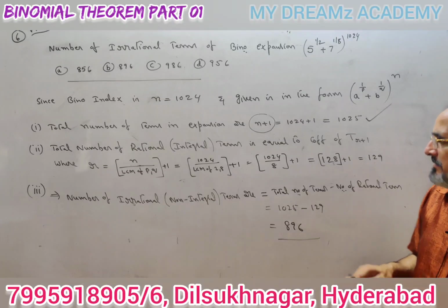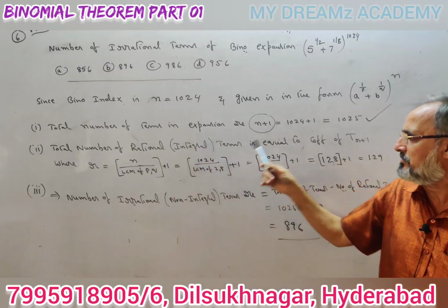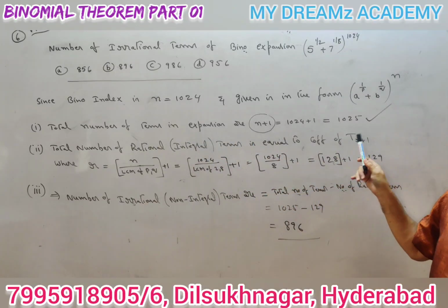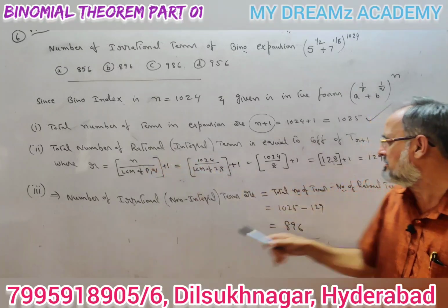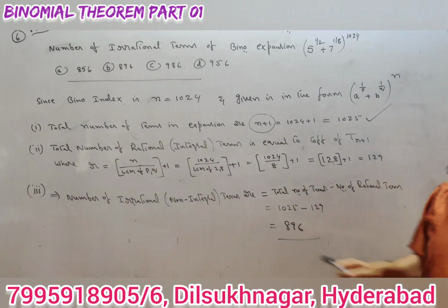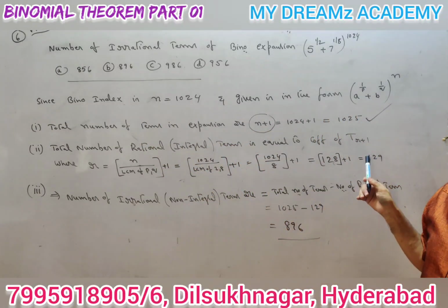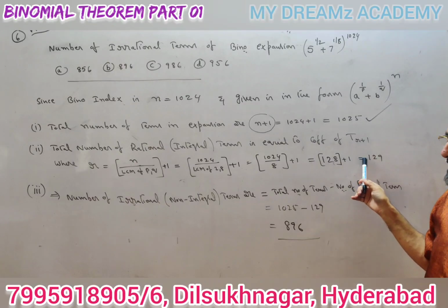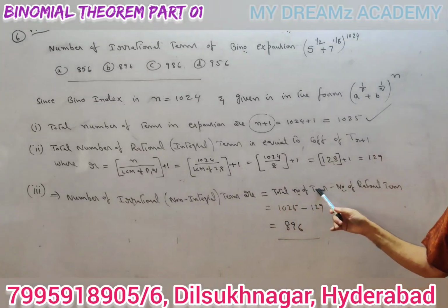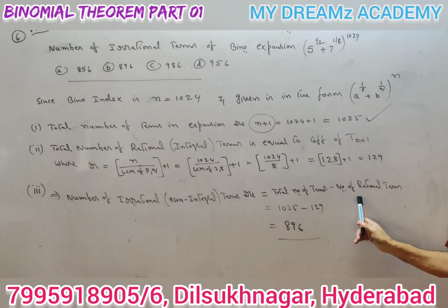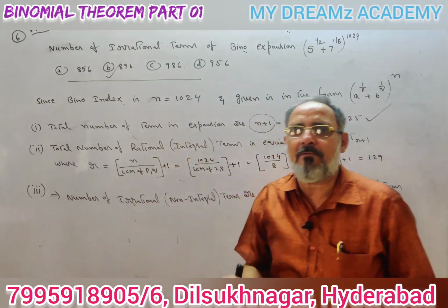So total number of terms are 1025 and rational terms are 129. To get irrational or non-integral terms, total number of terms minus the rational terms already got gives 896. So option B is coming.